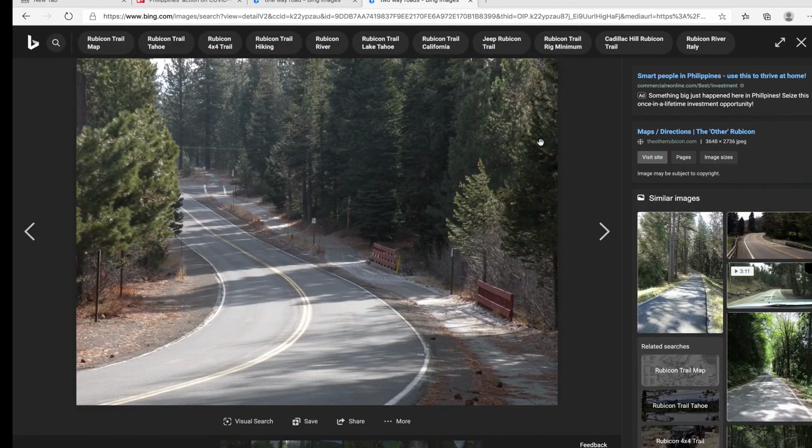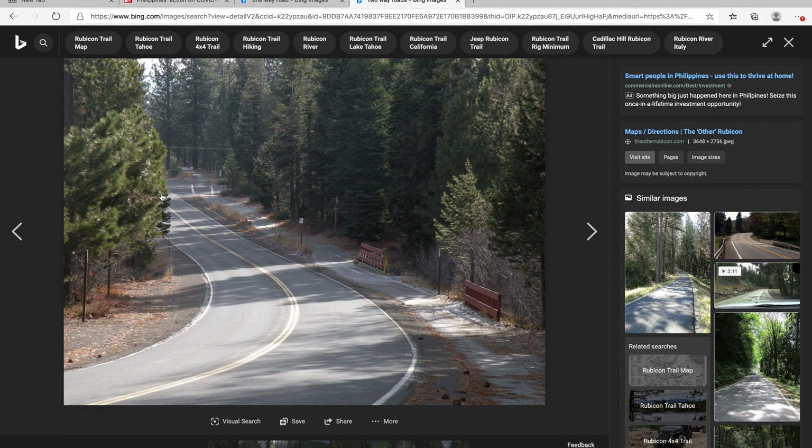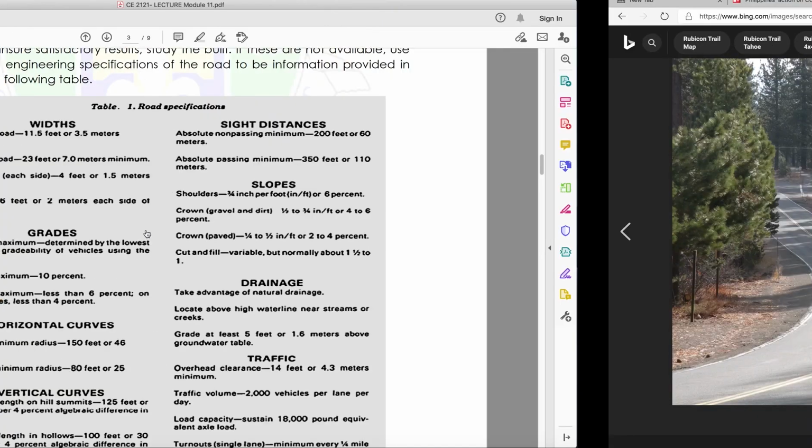ito yung natatanaw mo habang, for example, you are here, you are approaching this direction. Now, kung ano yung natatanaw mo sa kalsada na clear vision, that is what we call the sight. Now, yung distance na clear na nakikita mo whether you're on the passenger or the driver's side is what we call the sight distance. Okay, and we compute that for the sake of safety.